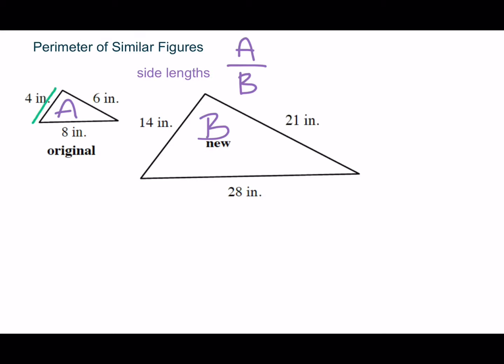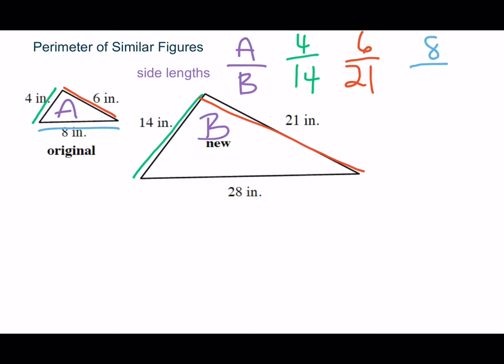So side length of 4 corresponds to side length of 14. Side length of 6 corresponds to side length of 21, and side length of 8 corresponds to 28. And if you reduce all of these fractions down, you will see that all of them reduce down to 2/7. And so since they are all equivalent fractions, you know that they are proportional.